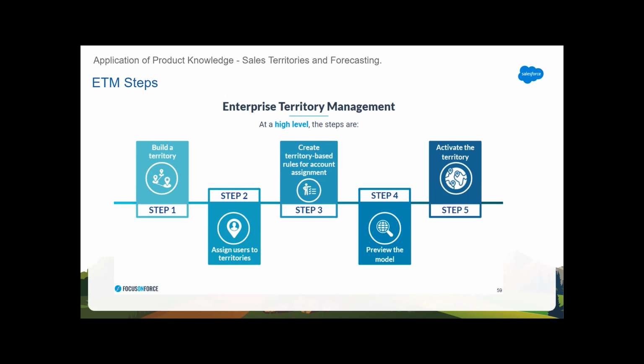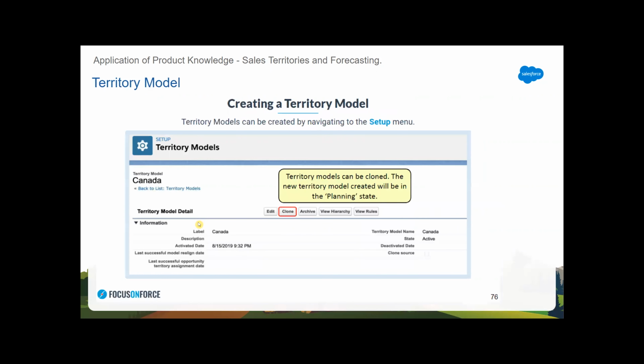For example, see my next slide here says, how do you create a territory model? Navigate to the setup menu. I would have loved to do that, but I've not had time to do that yet on my own, so I wouldn't want to take that risk right now. But this is just a little snapshot, right? Navigate into setup menu, and it says territory models can be cloned, right? From something called the planning state.